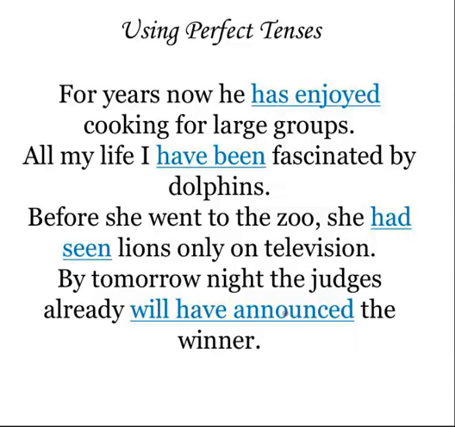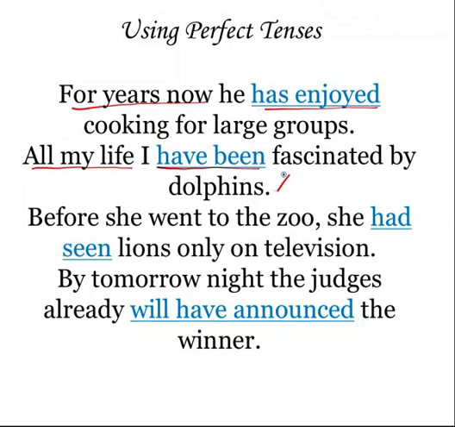And there we have it. For years now, he has enjoyed. Your clue here was for years now. We're talking about an event that began in the past and is probably ongoing now, so we use the present perfect, has enjoyed. All my life, I have been fascinated by dolphins. Your clue here was all my life, something that began in the past and is ongoing.